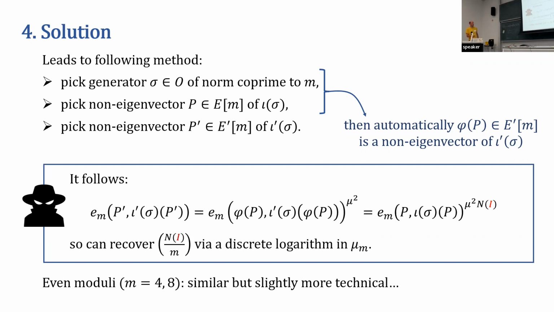Okay, so this is something we can compute, and we know that this thing that we can compute is just this thing up to the square in the exponent. But now we use this compatibility property of the Weil pairing. We can take this phi out, and we get this. And so we can recover the norm of I modulo m by this computation. So this is the method for odd m.